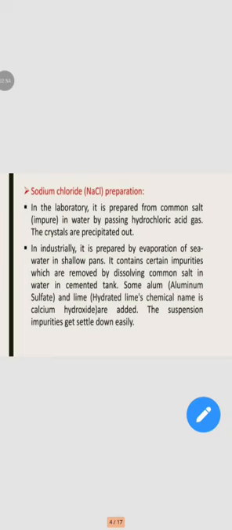So industrially, it is prepared by evaporation of the seawater in shallow pans. It contains some impurities, which are removed by dissolving common salt in water in a cemented tank. Some alums are added, for example aluminium sulfate and lime, that is calcium hydroxide. The suspended impurities get settled down easily.